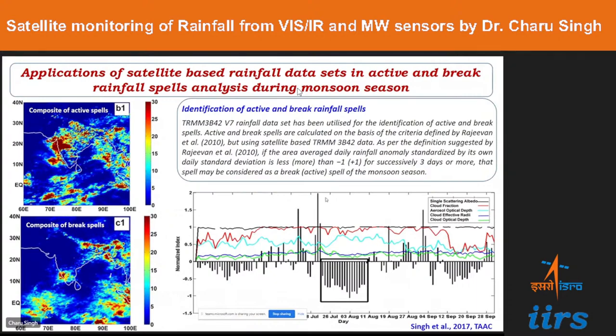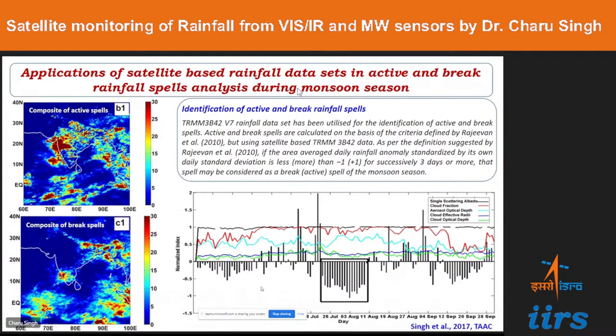As per the standard definition given by IMD and also by Rajeevan et al. in 2010, active and break rainfall spells have been estimated here. In this case, the active and break rainfall spells are shown for a particular year, 2009. As per the definition, if the area average daily rainfall anomaly standardized by its own daily standard deviation is less than -1 or greater than +1 for three or more successive days, that spell may be considered as a break or active spell of the Indian summer monsoon.